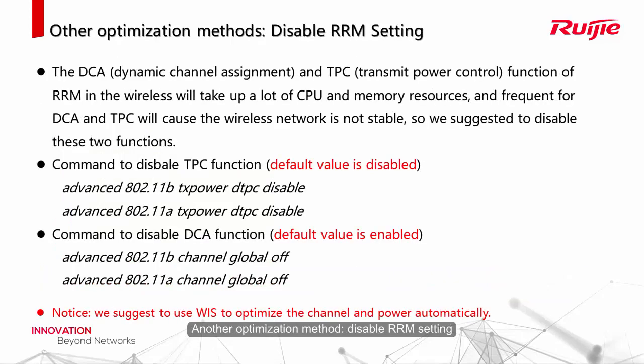Another optimization method: disable RRM setting. When the DCA (dynamic channel assignment) and the TPC (transmit power control) of RRM in the wireless device are running, it will occupy much resource of CPU and memory. And if the channel is assigned frequently, it will cause the wireless network to be unstable. So usually we suggest to disable these two functions, and the commands are shown in the slide. Notice, we suggest to use these to optimize the network automatically.